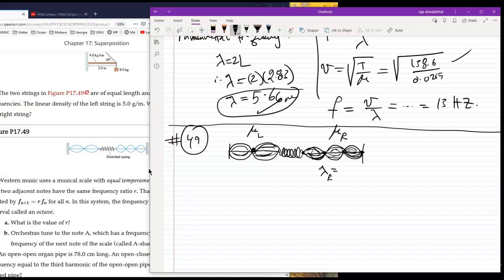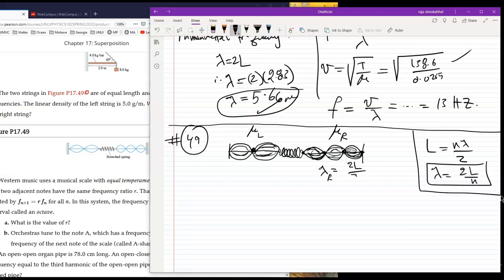There it is. So remember we said that length is n lambda over 2, right? So in this case, lambda is equal to 2L over n. That's the formula, right? So for our case here, lambda sub R is going to be 2L over 3, correct? And then here, lambda sub left is equal to what? 2L over 2, and that's basically L. Yes?